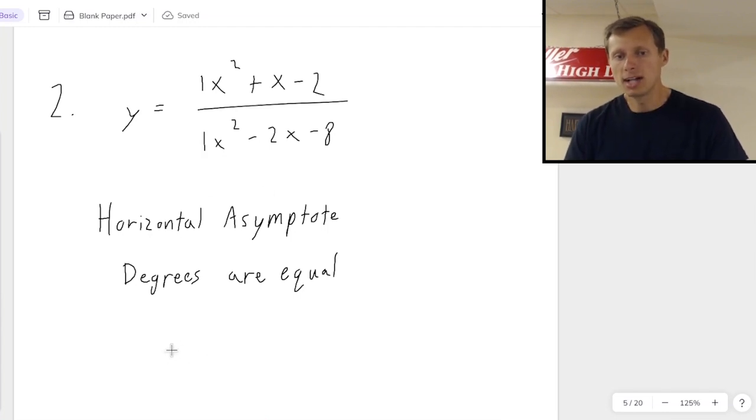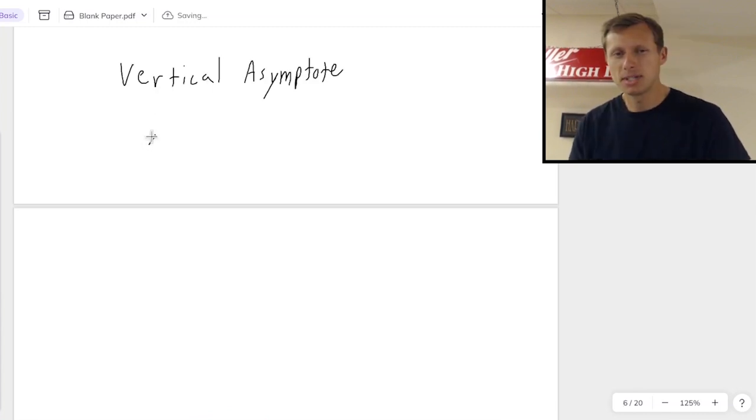So the horizontal asymptote is at y equals 1 divided by 1, which is really just y equals 1. Now for the vertical asymptote, we need to set this denominator equal to 0 and solve. Again, we're going to have to factor this.